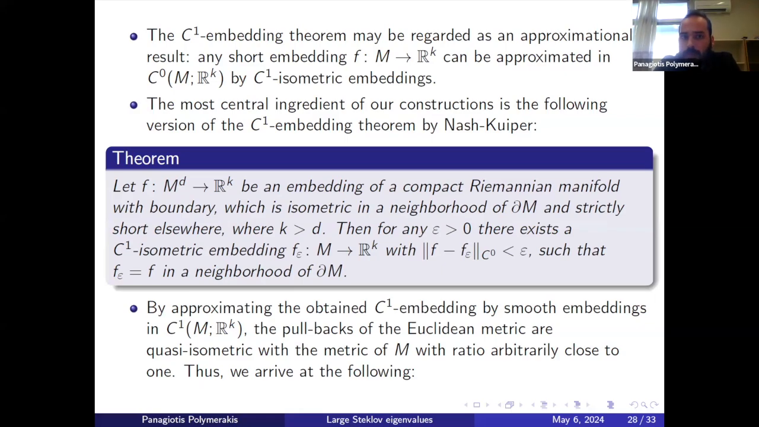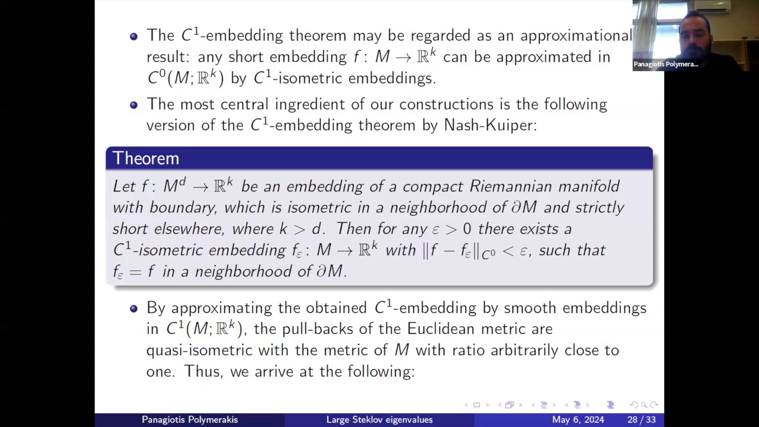So in this sense, it's not a surprise that we have a relative version of this theorem, and namely the version that we're interested in is the following. Let F be an embedding of a compact Riemannian manifold with boundary into Euclidean space of higher dimension, which is isometric in a neighborhood of the boundary and strictly short elsewhere. Then it can be approximated in C0 by C1 isometric embeddings, which coincide with the original embedding in a neighborhood of the boundary.